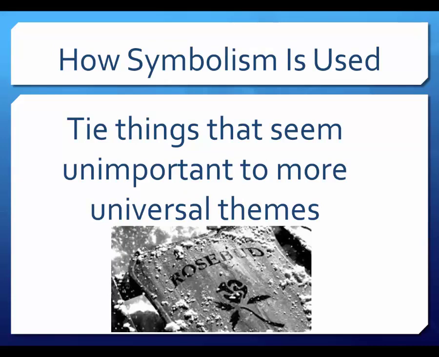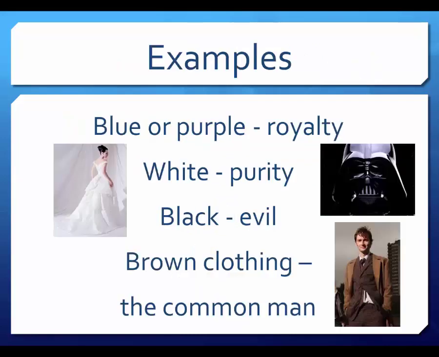Symbolism can be used to tie things that seem unimportant to more universal themes. For example, a color can be used to show varying kinds of people. Blue can represent royalty, white can represent purity, black represents evil, and brown can represent the common man.